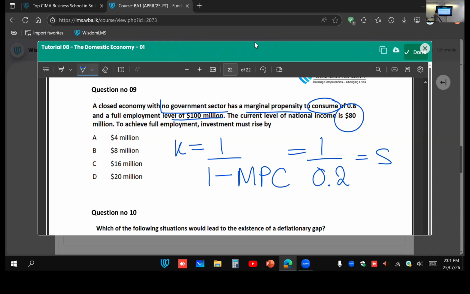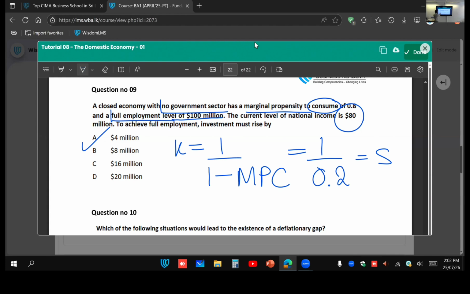The current level of national income is 80. To achieve full employment, the level is 100 million, so currently you have 80 and need another 20. If you put in 1 rupee, that becomes 5. Just like that, if it is to become 20, you should put in 4. Clear to everyone? So we take 4 as the answer. Okay.